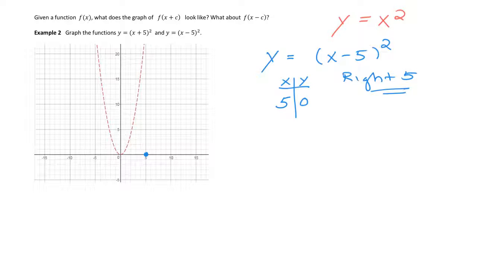And what happened here is this point, which was at (0, 0), did not go left 5 places. In fact, it went right 5 places. And this is going to be true for every single point that lies on this function.